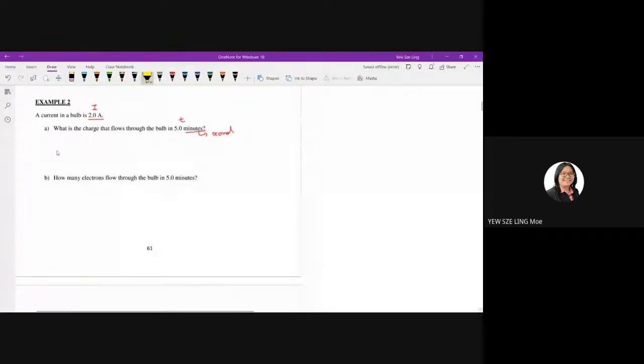All right, now let's look at example 2. Okay, so in 3.1, we got 2 questions, example 1 and example 2. Example 2: a current in the bulb is 2 ampere. So again, you are given the current, I equals 2 ampere. What is the charge that flows through the bulb in 5 minutes?